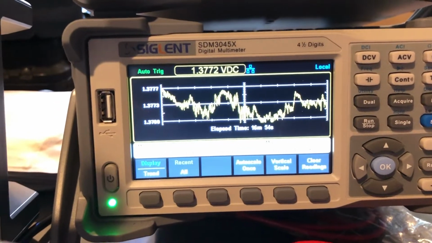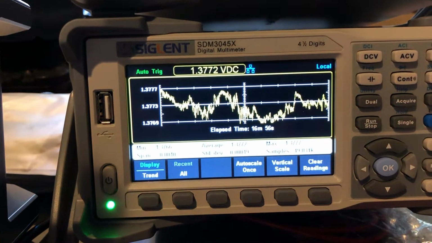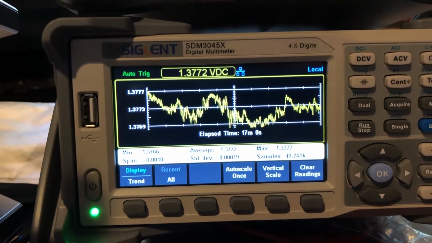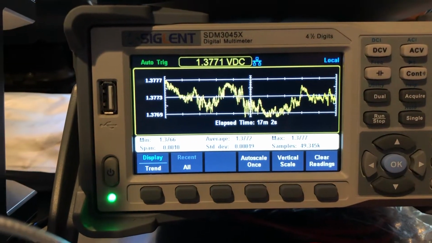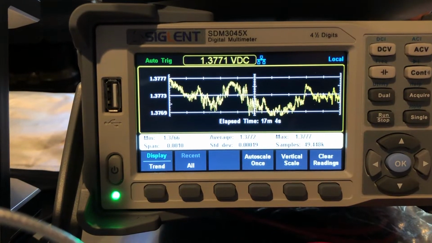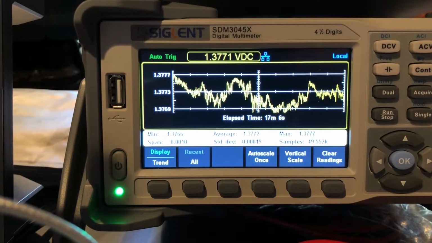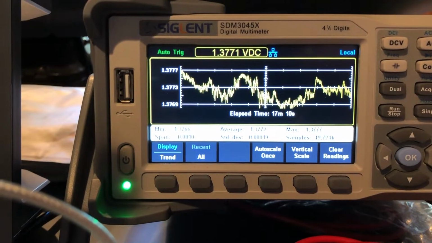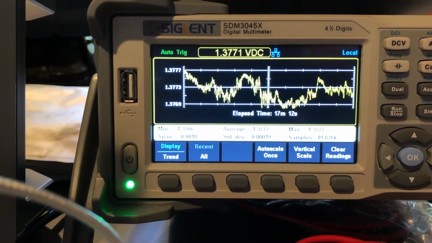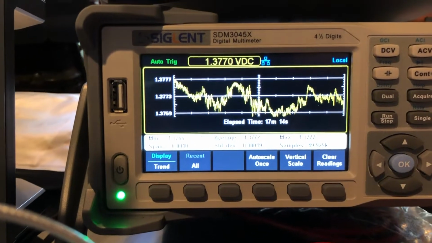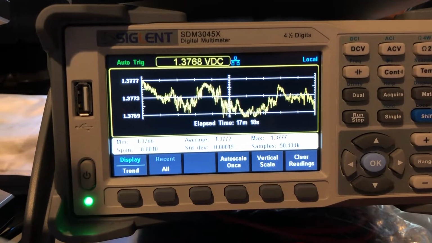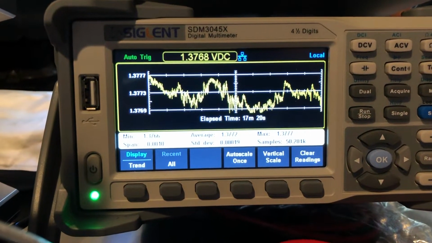Let me see if I can get this to the point where you can read the statistics. So the standard deviation is some tiny amount, and the span is one millivolt. So it's actually fairly stable. I mean, it's a four and a half digit multimeter, so it's reading out pretty far.